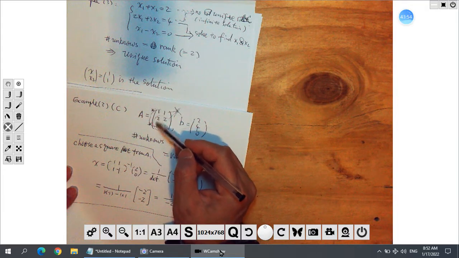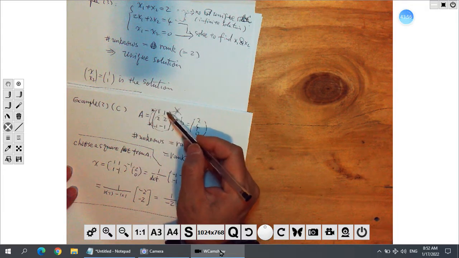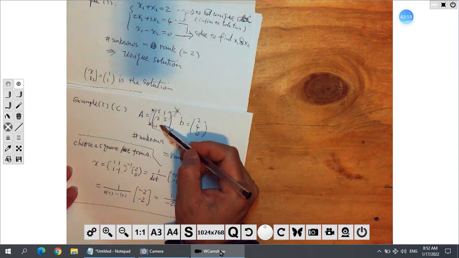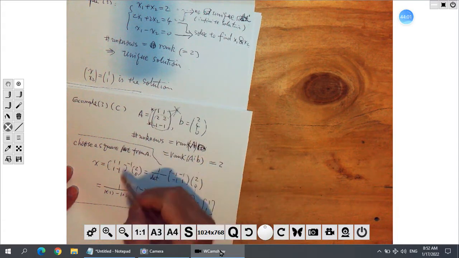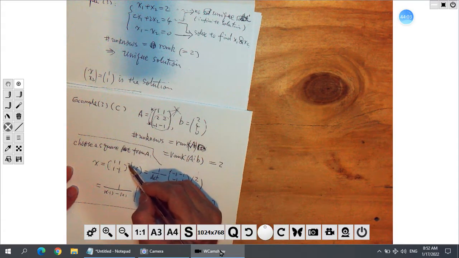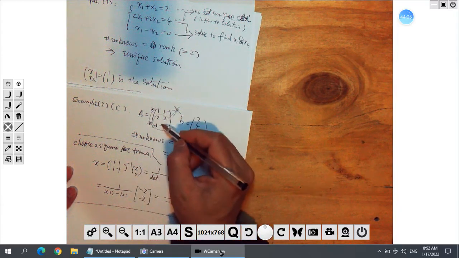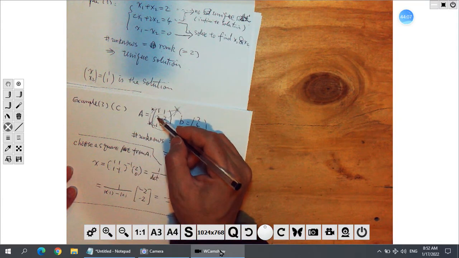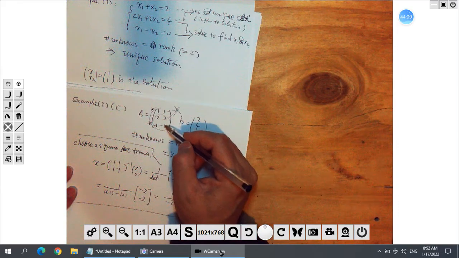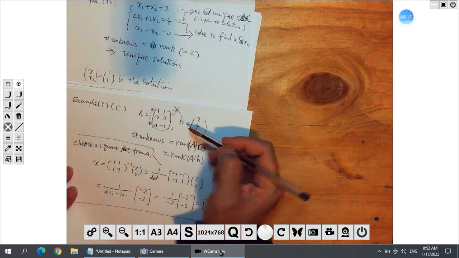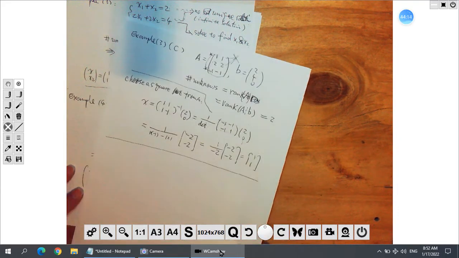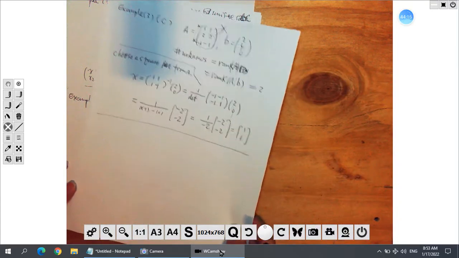Like here I have 3 rows. You need to select 2 rows so that A has an inverse. You can pick the first and second line, and you can also pick the second and third line. You will have the same result. Okay, so this is the case where we only have a unique solution.